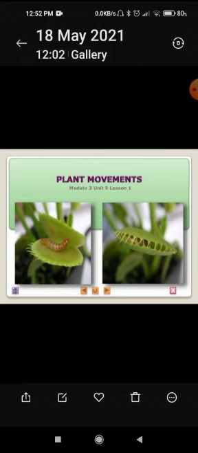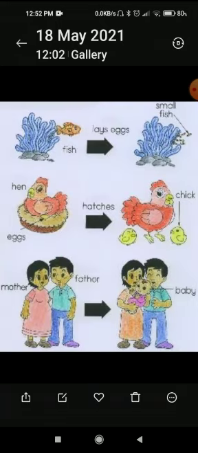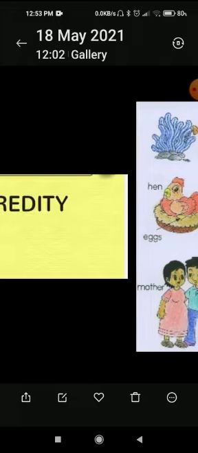Okay, the third main thing is reproduction. All the living things have the ability to reproduce young ones of their own types. See, in this picture, mother and father both have their baby. Like a hen lays eggs, and from the eggs chicks come out. The fish lays eggs, and small fish come out from the eggs. This is the procedure which we call reproduction.